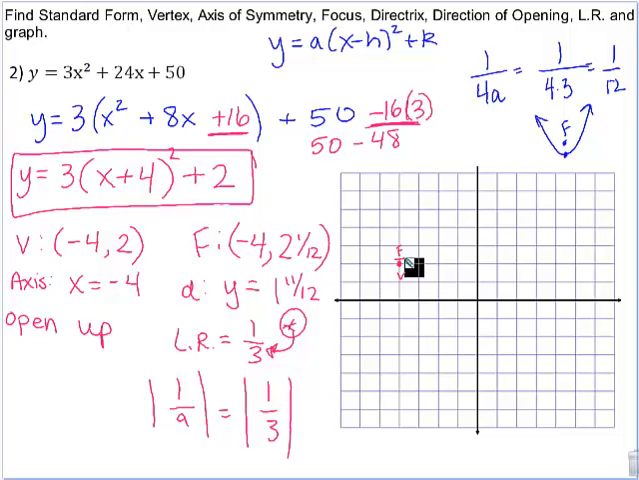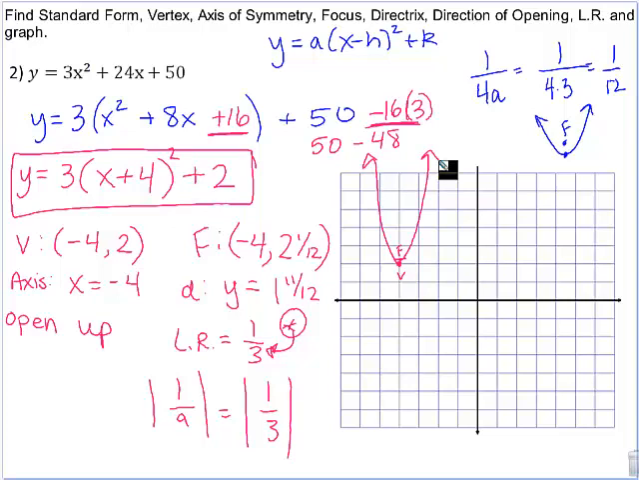And then to graph it, you'll go from the vertex to the edge of the two LR lengths that you just drew. You're done. And we graphed that. That's a 5 on your worksheet right there. Okay, we're going to do one more together.